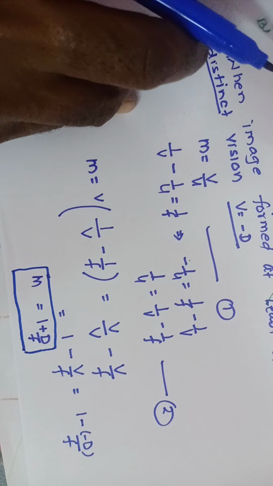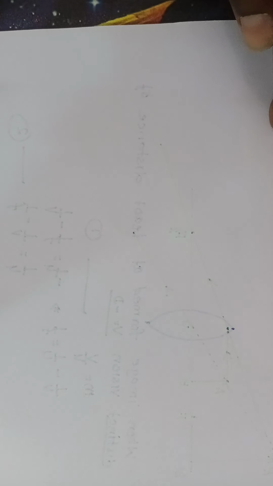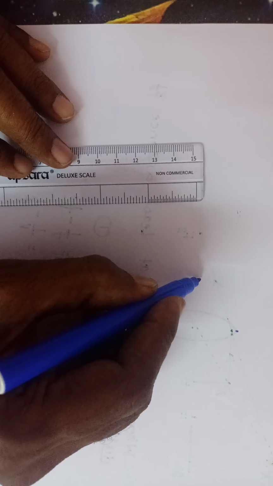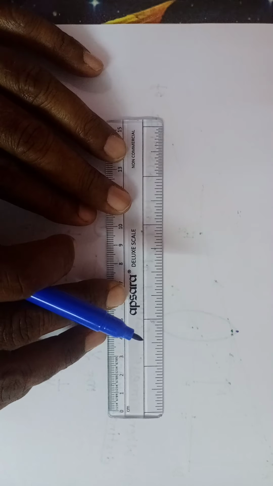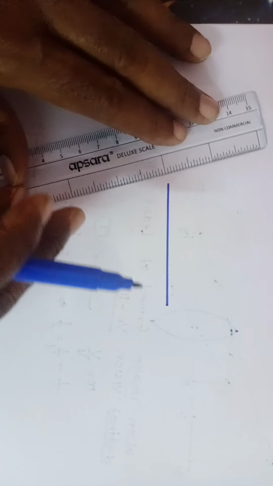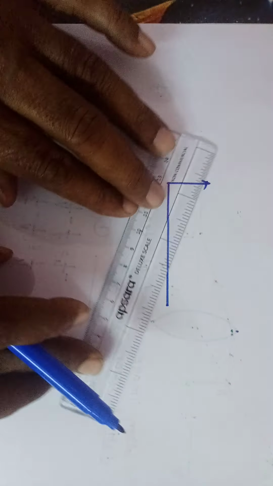Then we have case 2. And what is case 2? For case 2, we should keep the object at least distance of distinct vision. Now what happened? If the object is placed at least distance of distinct vision, we can see that object clearly. Now we are keeping the object at least distance of distinct vision. Suppose if it is kept here, so this is our H and image will form here.